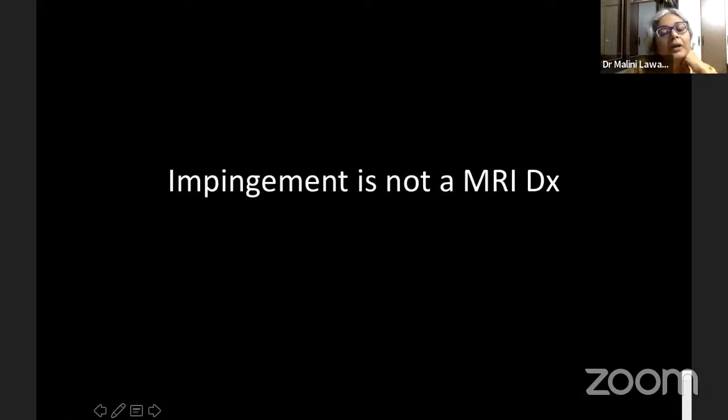Now, this is very important. Impingement is not an MRI diagnosis. One cannot diagnose impingement on MRI because in MRI, the patient lies down with his arm by his side and it's a static examination. The arm is not in abduction, in the position in which impingement will occur. So you cannot diagnose impingement on MRI.